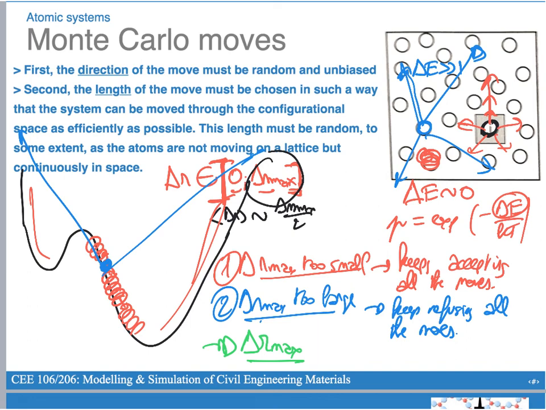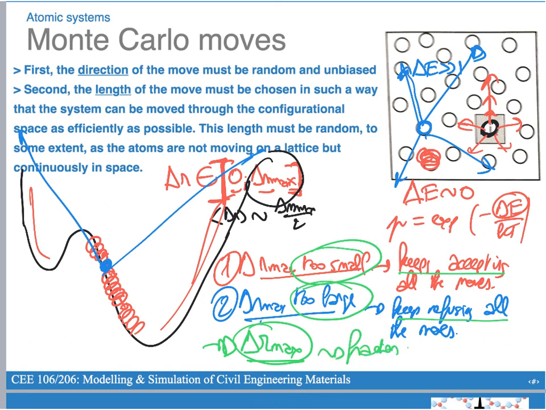And in practice, a good trick to figure out whether your simulation is properly optimized is this: if delta R max is too small, then you keep accepting all the moves. If delta R max is too large, then you keep refusing all the moves. So a good way to check if your delta R max is properly optimized is to look at the fraction of moves that are accepted.